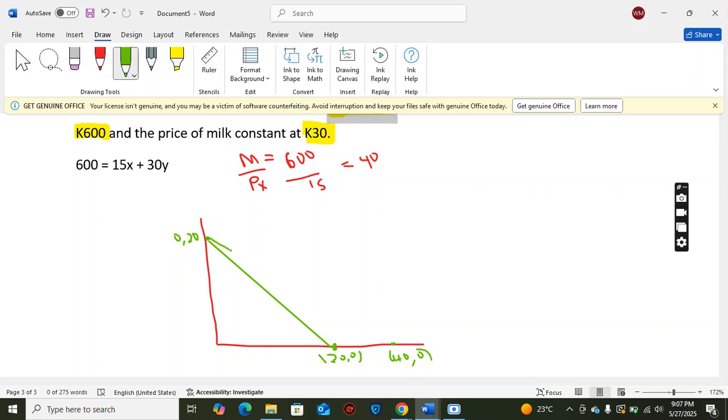So this is what happens to the budget constraint equation when there is a change in price. Any questions?